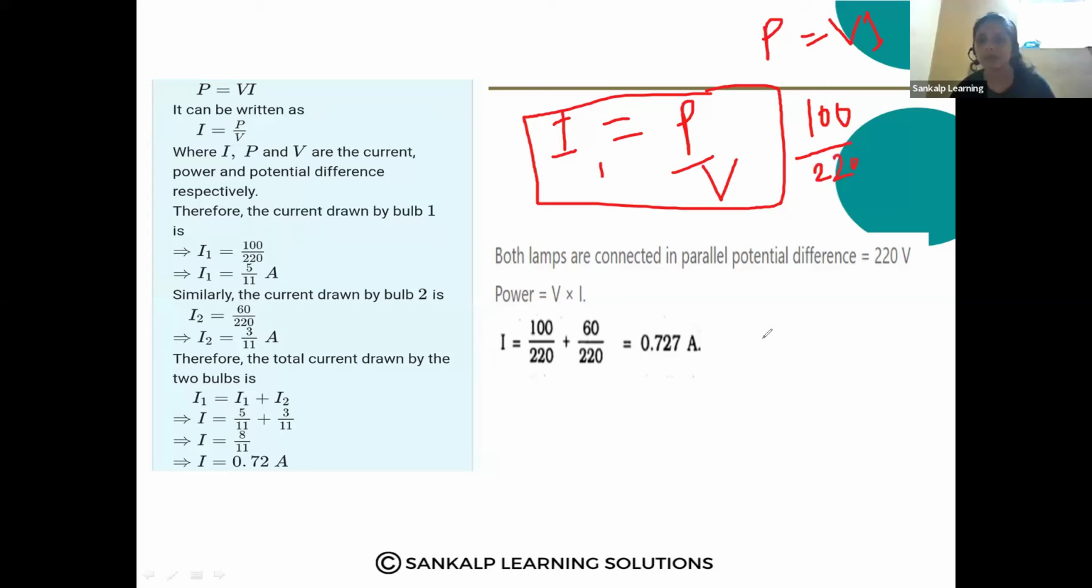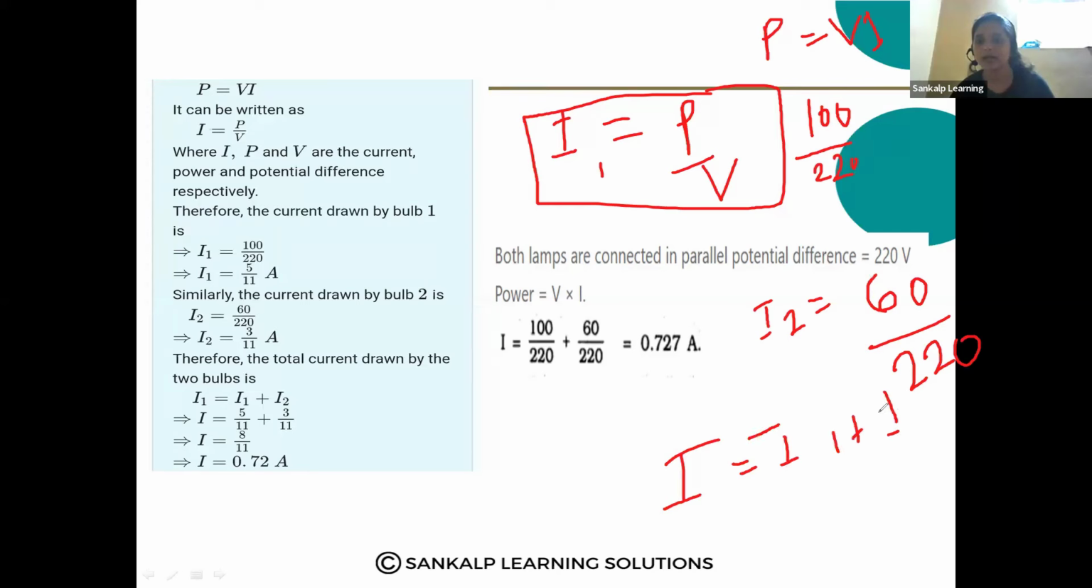In the second case, I2 is equal to power, that is 60, then 220. I1 plus I2. I is equal to, what we have to do, I is equal to I1 plus I2. That formula we have to apply. So here I1 is equal to 100 by 220. I2 is equal to 60 by 220.